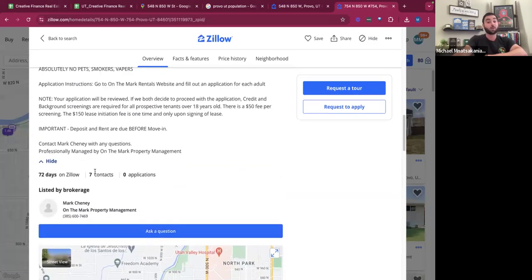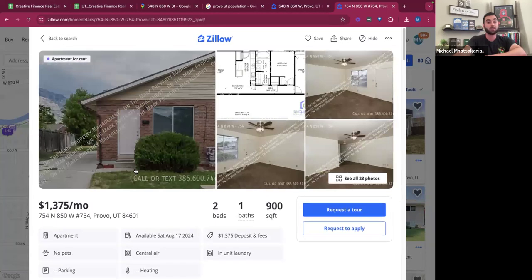7 contacts, so this is terrible. 7 contacts for 72 days listed. You typically want at least equivalent contacts to days listed, if not equivalent applications to days listed. So like a 1-for-1 is what you're going for to know that you might even be underpriced at that point, but at least you want as many contacts as days listed. This just shows this price is too high for the condition the property's in.